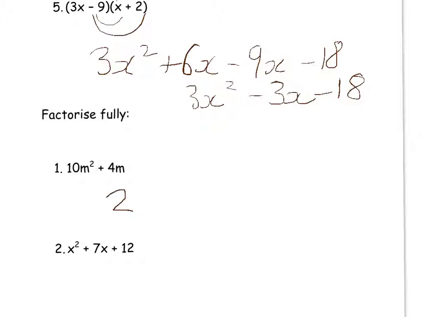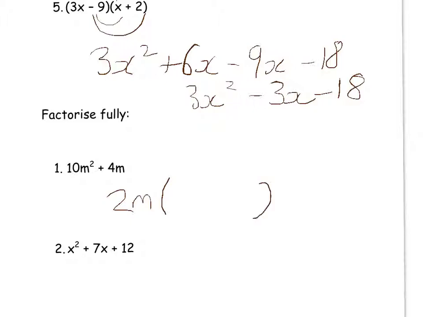But also, are there any letters that are common to both? Because we've got m squared and we've got m. Well, yeah, m appears in both parts, so we can take 1m out. We can't take m squared out because this term is only 4m. But we can take 1m out. Now, we can do the brackets part.